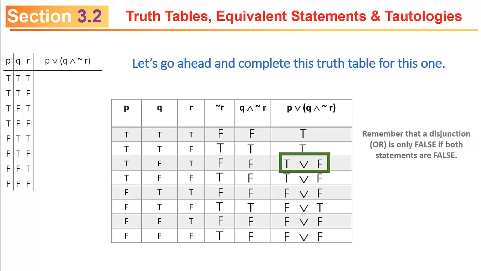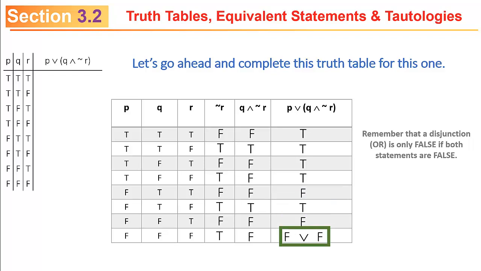That's not both false, so it's true. That's not both false, so it's true. That is both false, so it's false. That's the only case when an OR is false, when they're both false. The next one is not both false, so it's true. The next one is both false, so it's false. And the last one is both false, so it's false. And there you go. You've done the truth table for that problem.